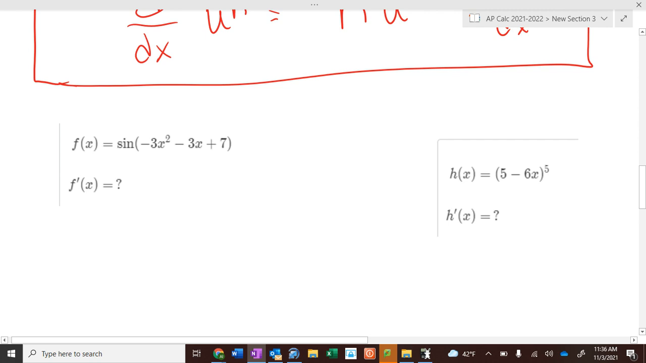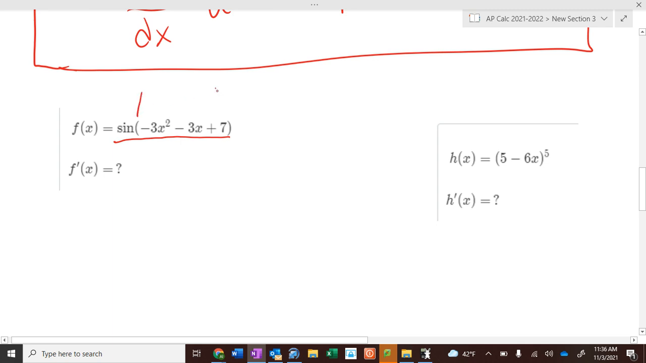Okay? So this is the chain rule. So we have to take the first derivative of this times the first derivative of this. Because it's just the first power here. So what's the first derivative of sine? Cosine. So this would be the cosine of negative 3x squared minus 3x plus 7 times the first derivative of the inside, which would be negative 6x minus 3. Boom.